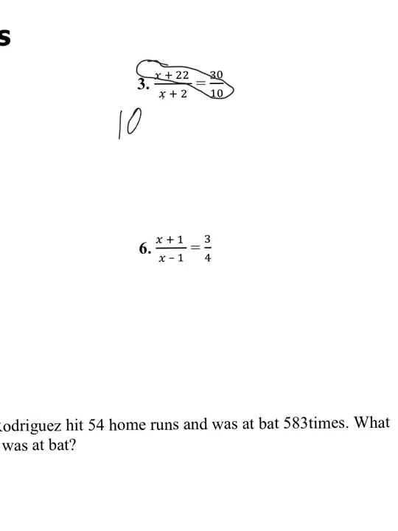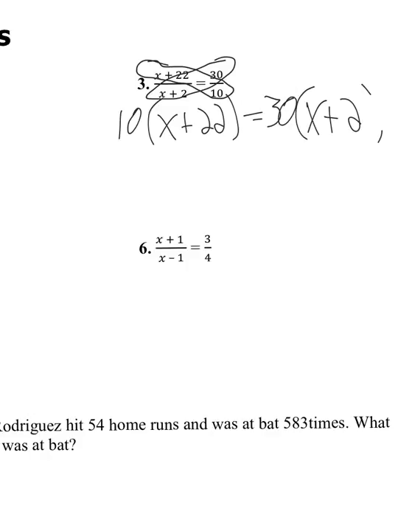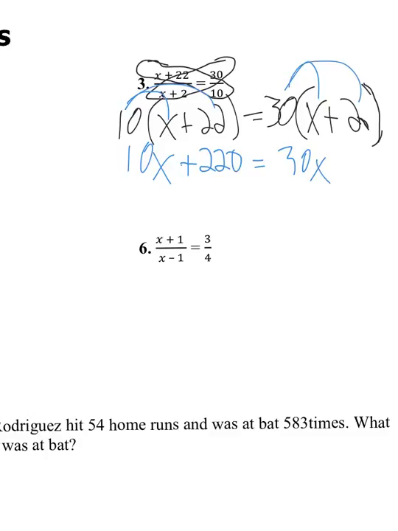Okay, so I got 10 times x plus 22, and that's going to equal 30 times x plus 2. That's a 2. Doesn't look very good. Okay, let's distribute. 10x plus 220 equals 30x. 30 times 2 is 60 plus 60.